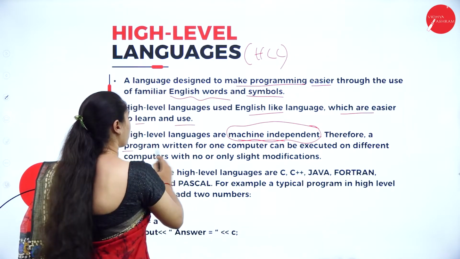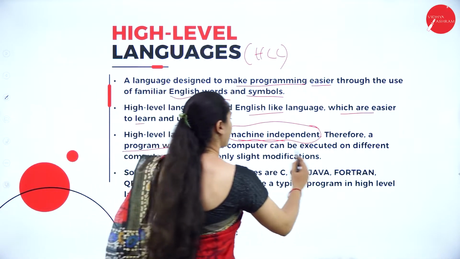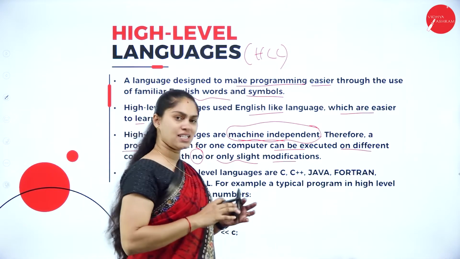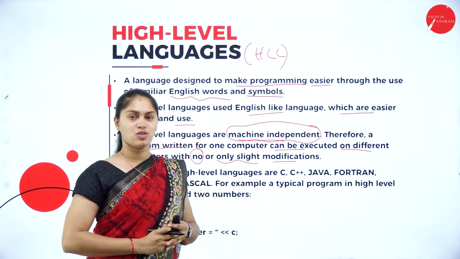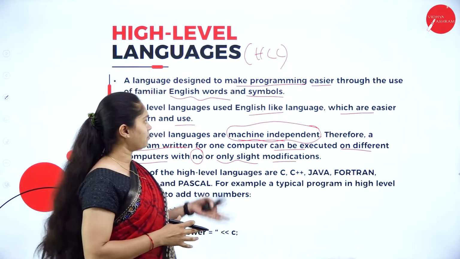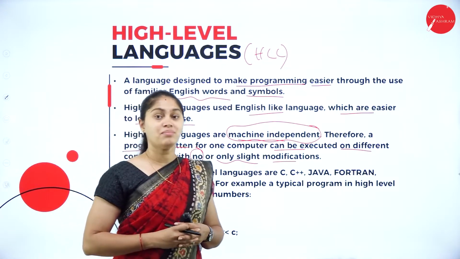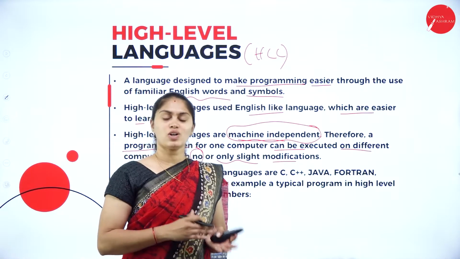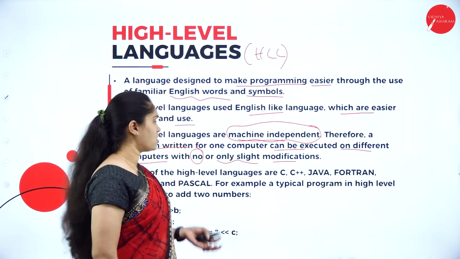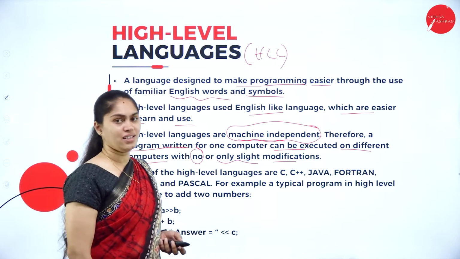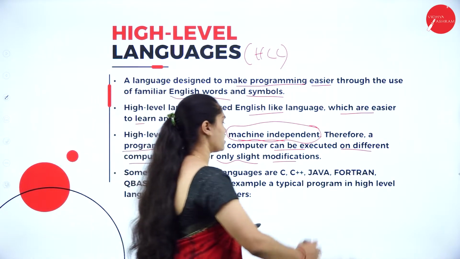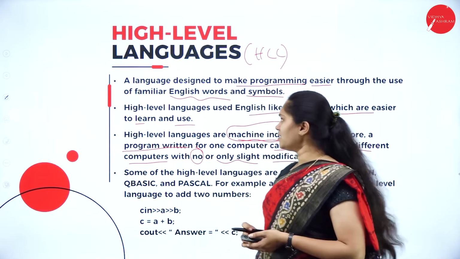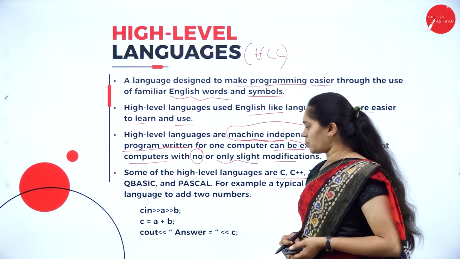That is why a program written for one computer can be executed on a different computer with no or only slight modifications required. Once we build a program, it can be run on any number of computers or operating systems. That's why we call it machine independent. Examples are C, C++, Java, and Fortran. All of these come under high level programming languages.